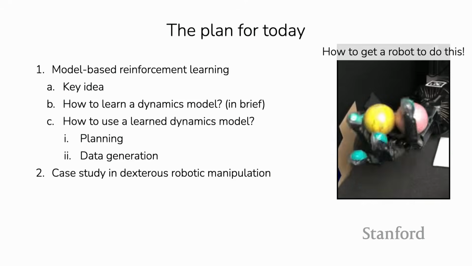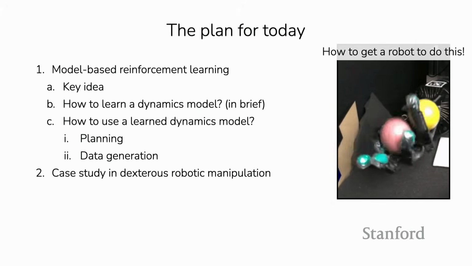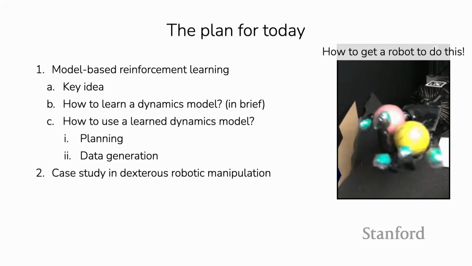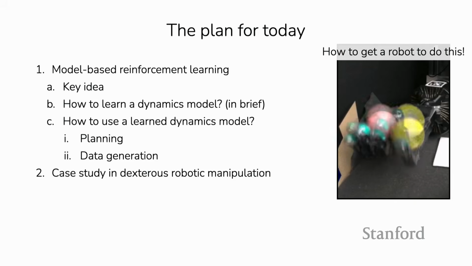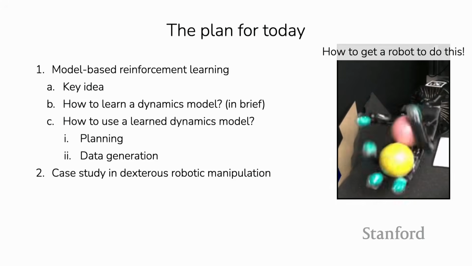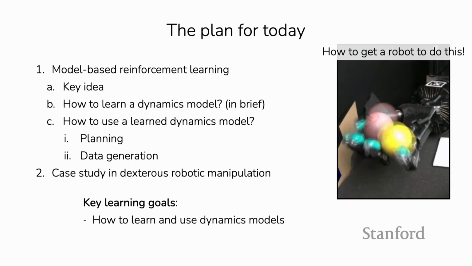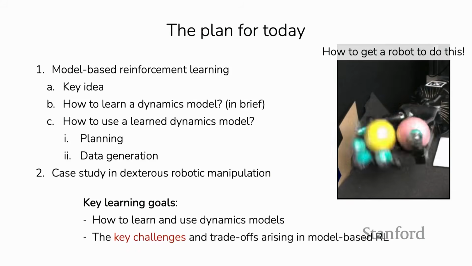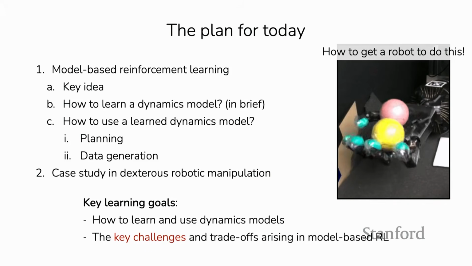As a teaser, the methods we'll be talking about today will allow a robot to do something like this, which is pretty cool. This hand has more than 20 degrees of freedom, more than 20 different joints that it's controlling. The key outcomes are trying to understand how we can learn and use dynamics models, and the different challenges and trade-offs with this whole class of methods.